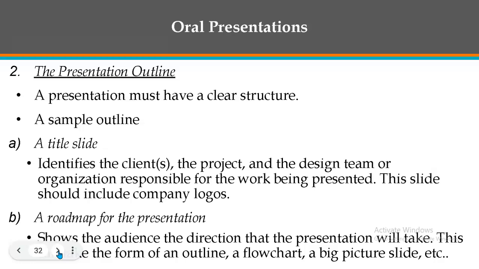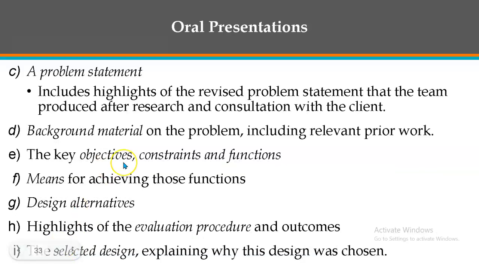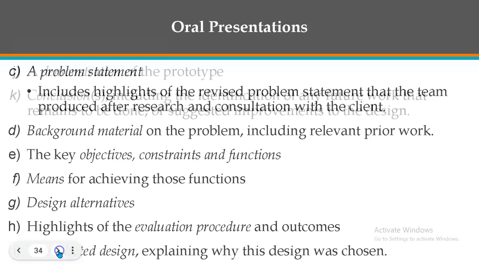The next step is to have a clear outline. The presentation should have a clear title slide, a roadmap or outline, and then a problem statement that should highlight all the problems, background material such as relevant or prior work, objectives, constraints, how you can achieve those functions and deal with those constraints, what the other alternatives are, and which design was selected, and it's also explained why this design was chosen.